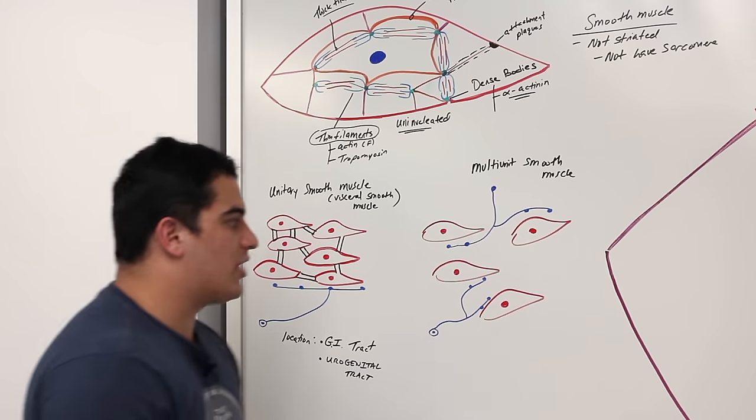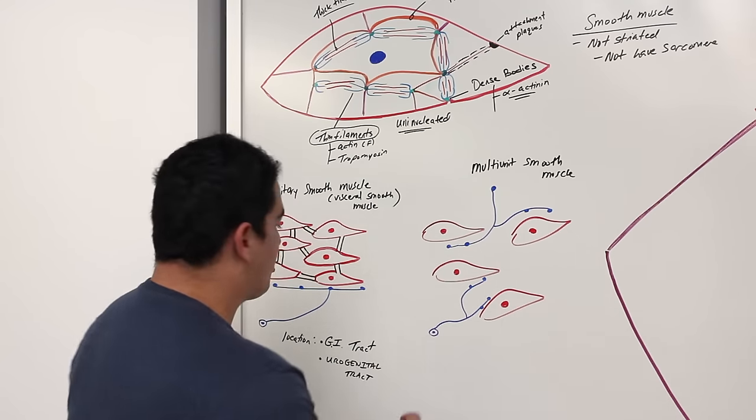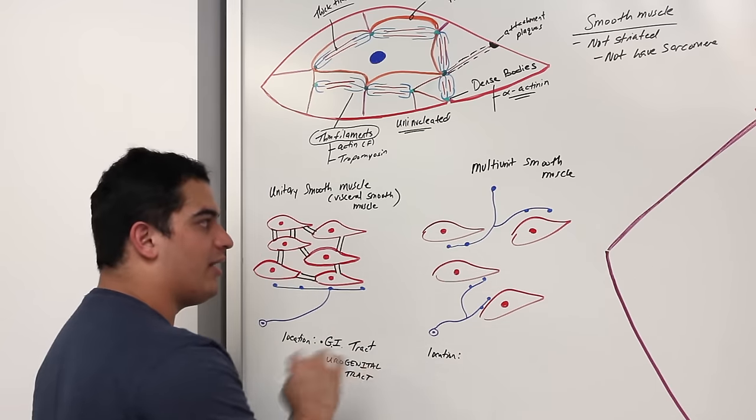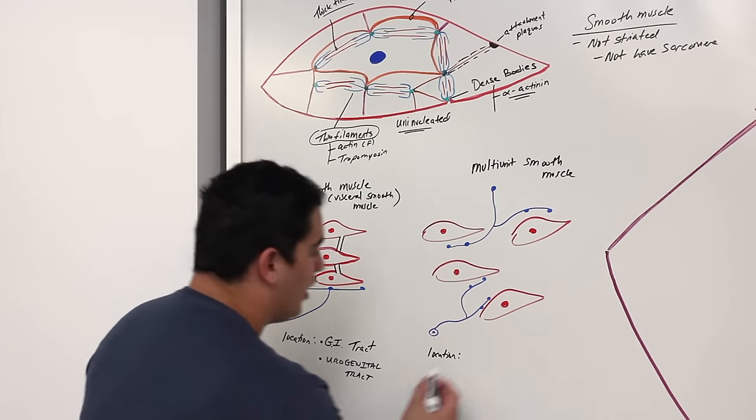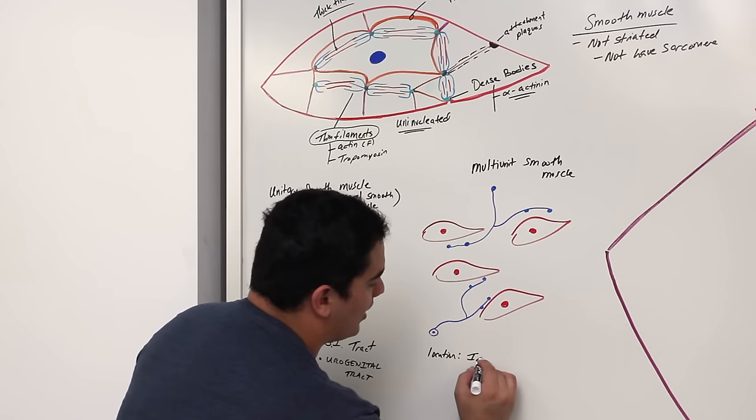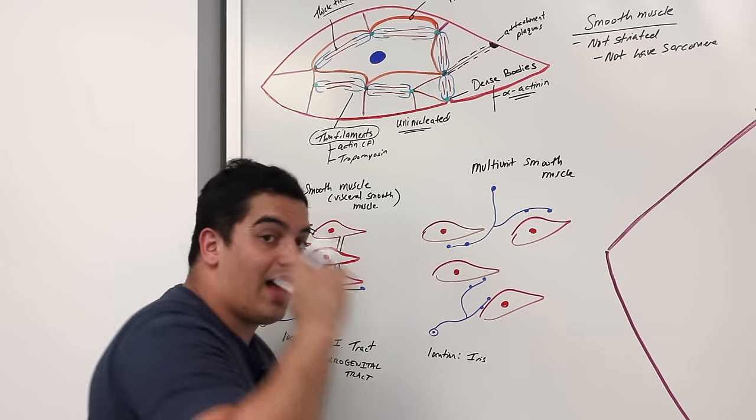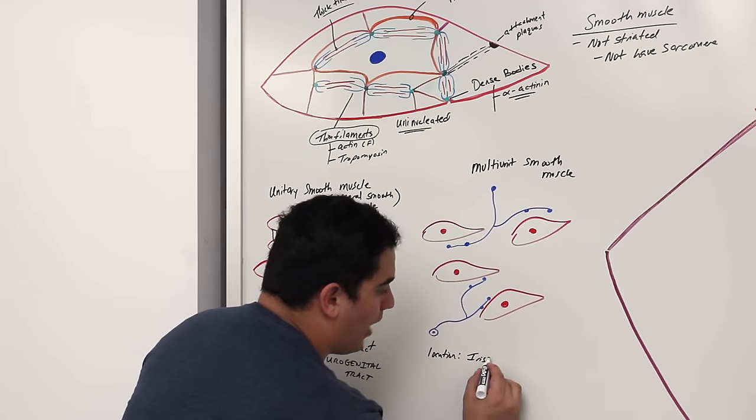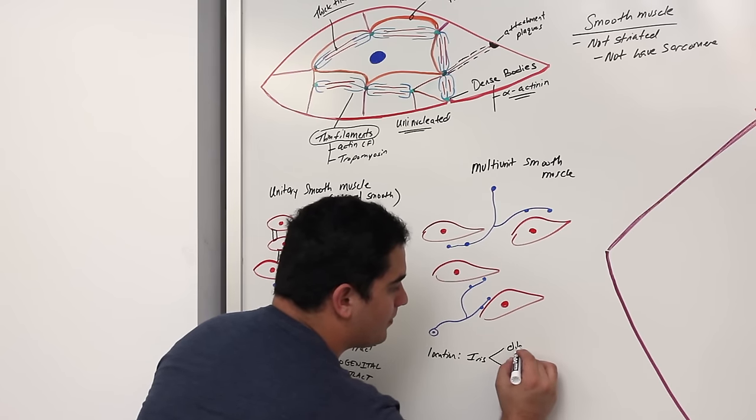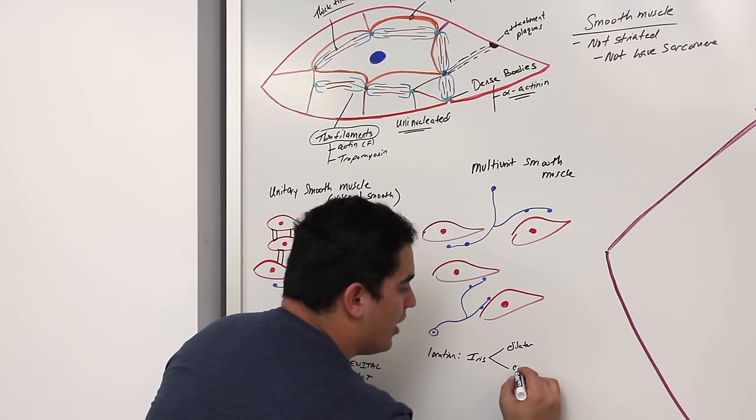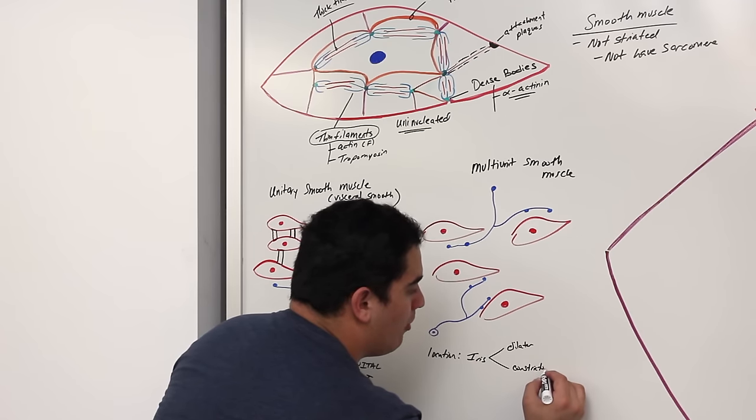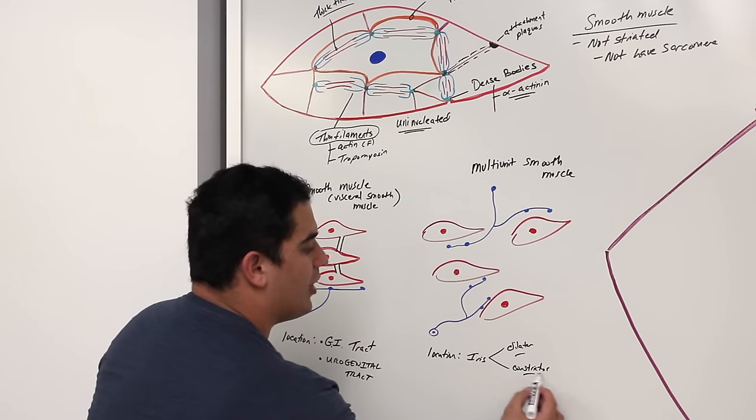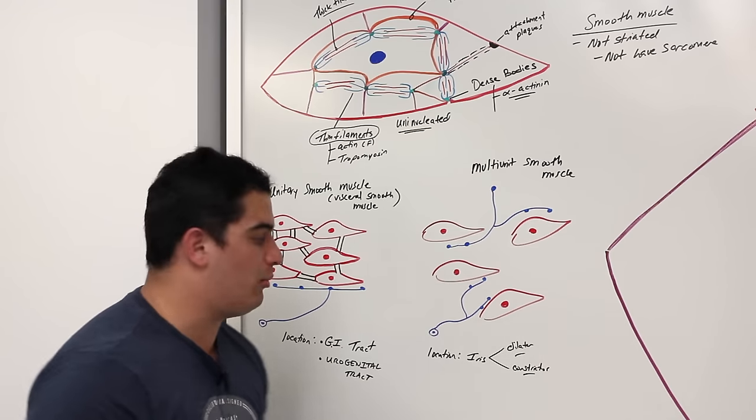Now the multi-unit smooth muscle, where would you find that one? This one is primarily located in a couple different places, and we'll talk about why they're found in different places, because it's obviously due to their function. This one is primarily found in the iris. So specifically, you know how the iris has the sphincter pupillae and the dilator pupillae, right? So the iris has the dilator and the constrictor pupillae. These muscles are a specific type of multi-unit smooth muscle.